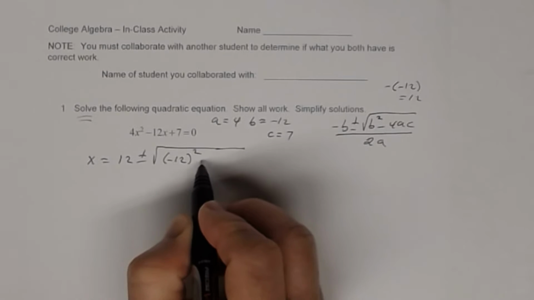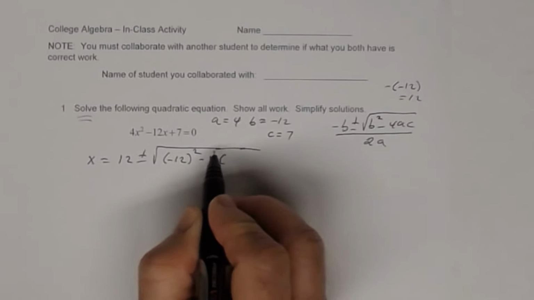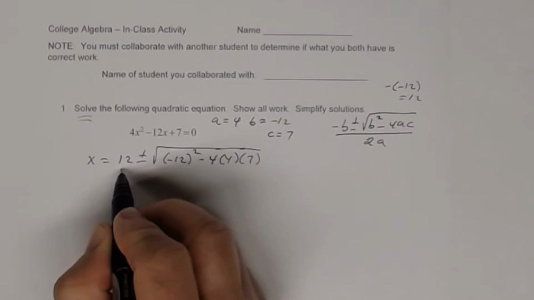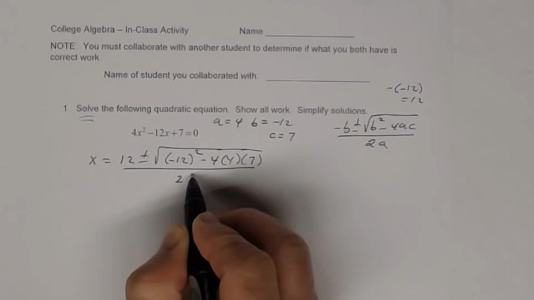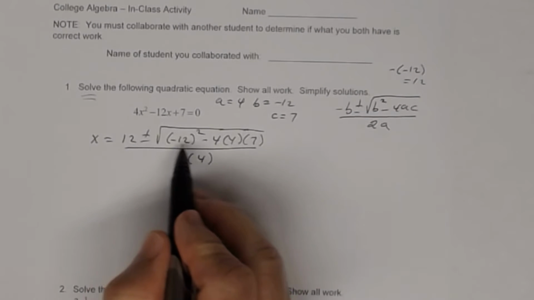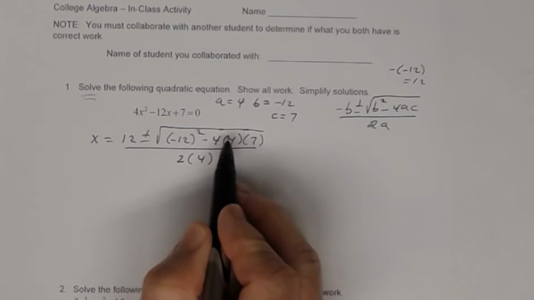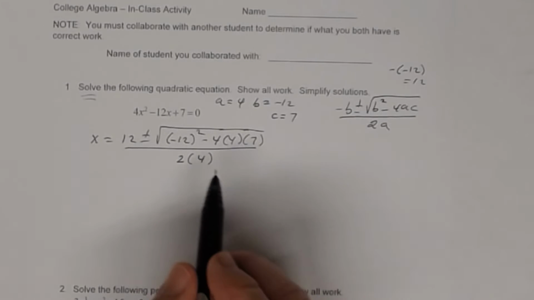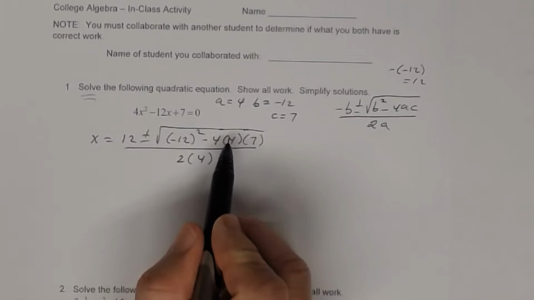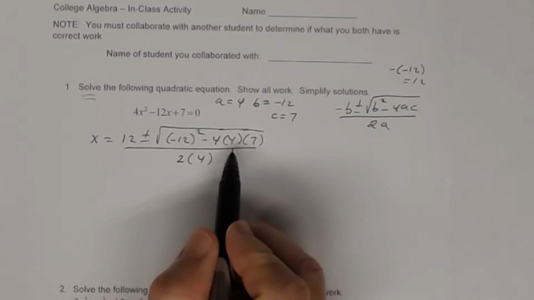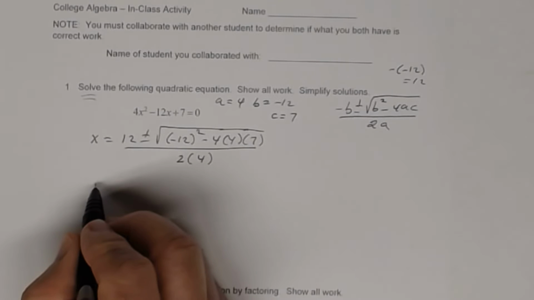Alright, so I have negative b squared minus 4 times a, which is 4, times c, which is 7. All of that is being divided by 2 times a, and a is 4. So let's go ahead and simplify the discriminant. Remember, in the quadratic formula, b squared minus 4ac is the discriminant. But in general, the expression under the radical symbol is called the radicand. So let's simplify the radicand.